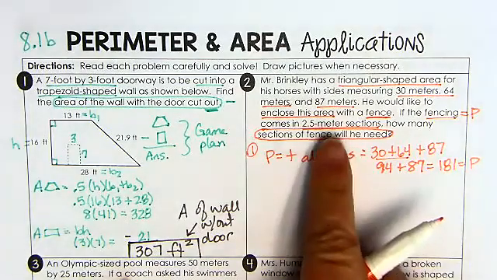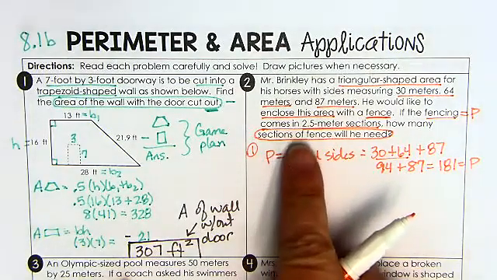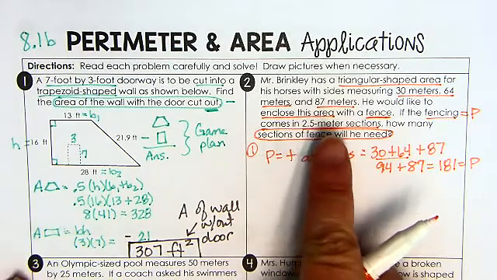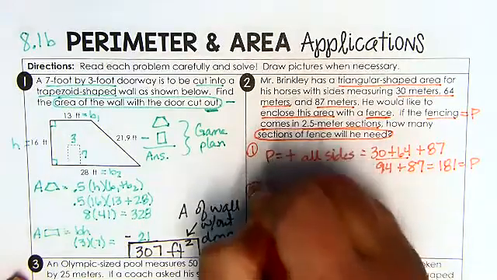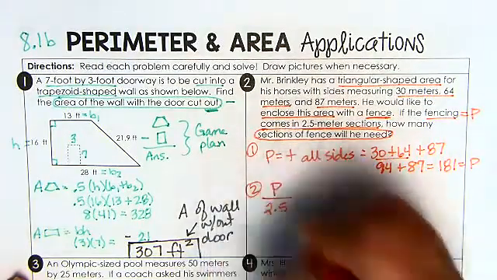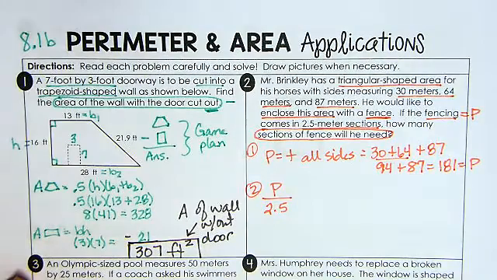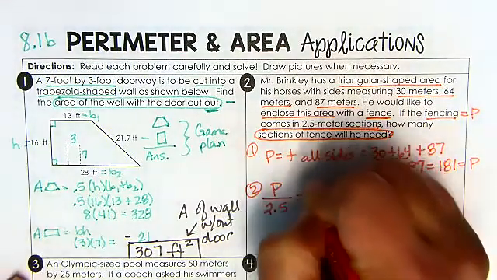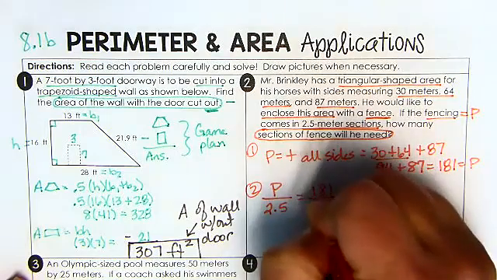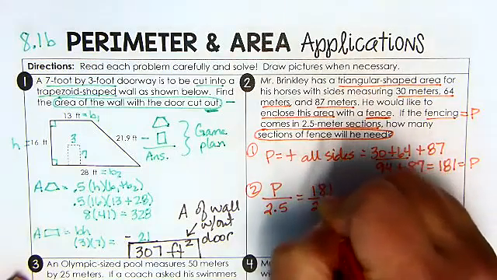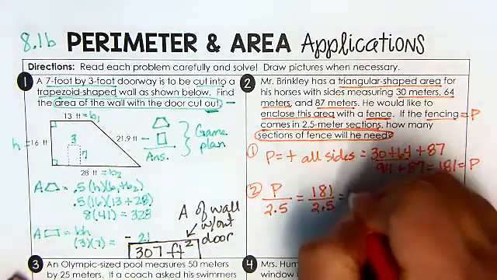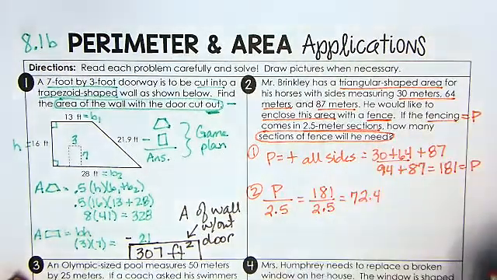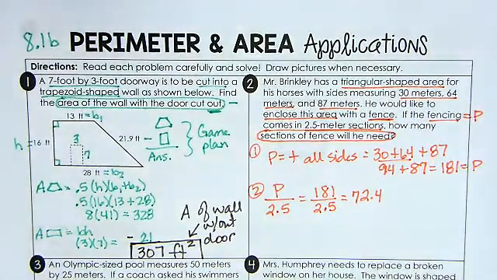But it doesn't want the perimeter, it wants to know how many sections. And each section is 2.5 meters. So therefore, for step 2, we have to do the perimeter and divide by 2.5 to figure out how many sections there will be. So we're going to have 181 divided by 2.5. Okay, so when I do 181 divided by 2.5, we actually end up with 72.4.